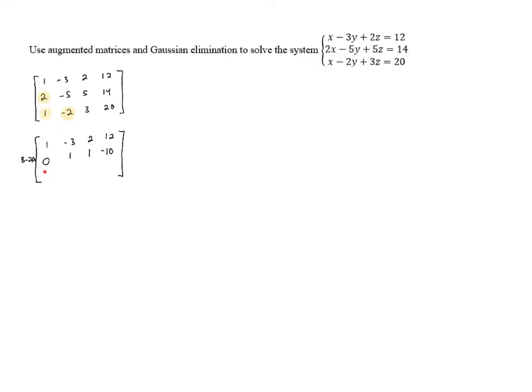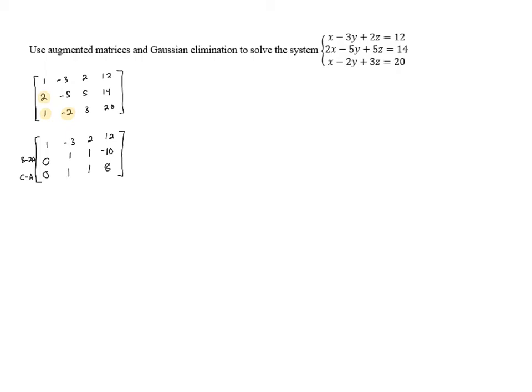Now to get the next 0, what we can do is take row C minus row A, because 1 minus 1 gives us 0. So we've got C minus A. So 1 minus 1 is 0. Negative 2 minus negative 3 is the same as negative 2 plus 3, which is 1. 3 minus 2 is 1. And then 20 minus 12 is 8. So this is our third row now.